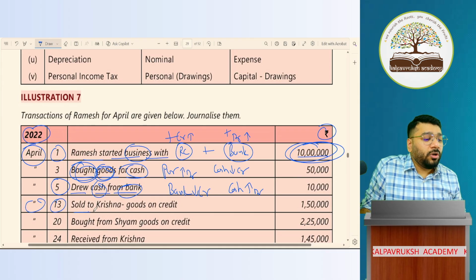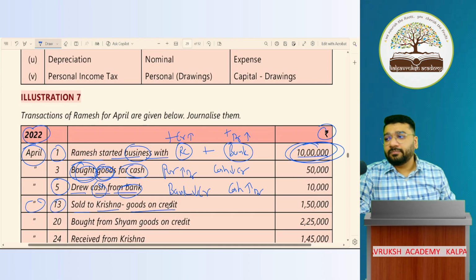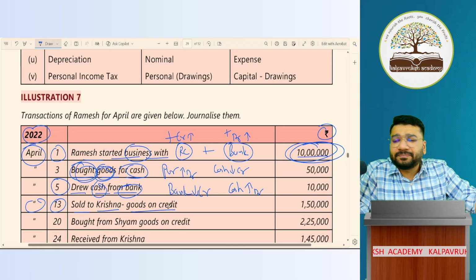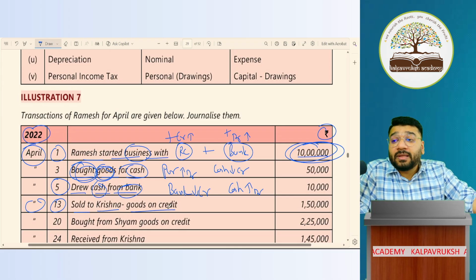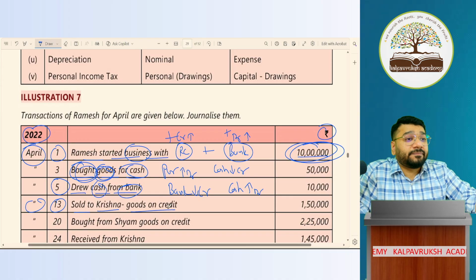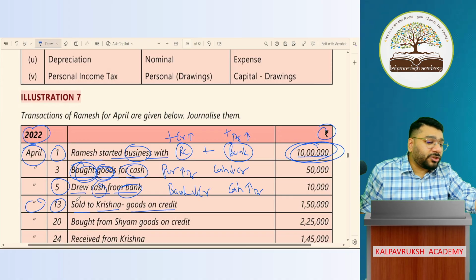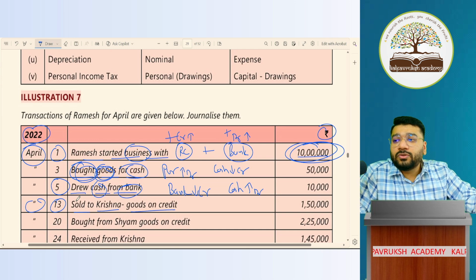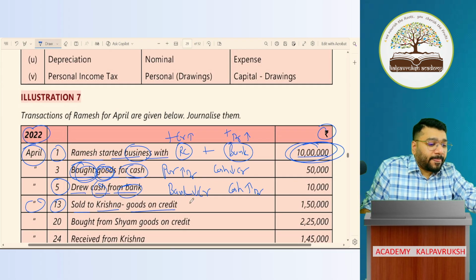April 13th, sold to Krishna goods on credit. Cash transaction or credit transaction? Credit transaction. Super. Which credit transaction? Purchase, sale. Sale, credit transaction. How many accounts are affected in this entry? 2 accounts. One is Krishna account.